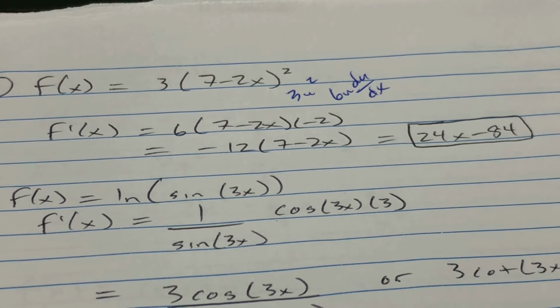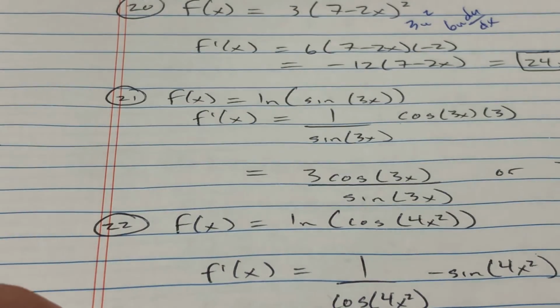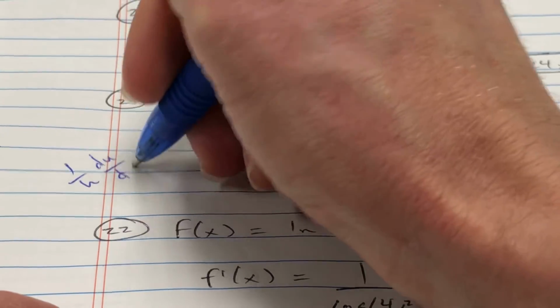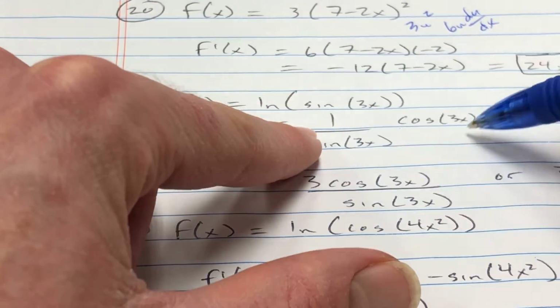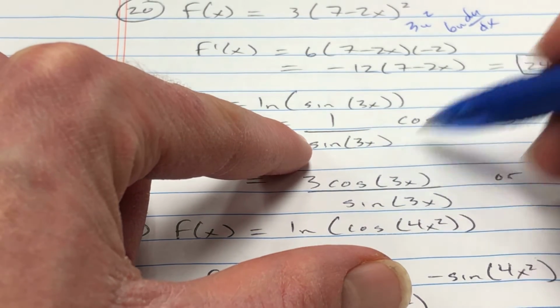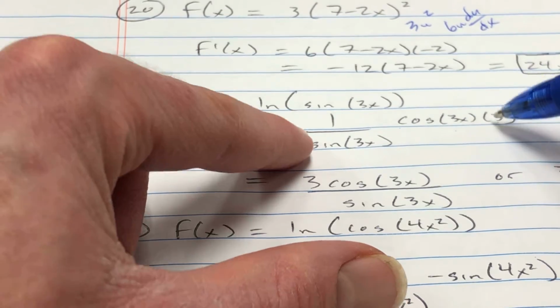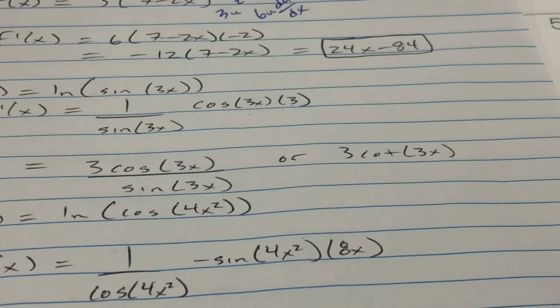21 and 22 are very similar. Again, derivative of any natural log u would be 1 over u du dx. It's that simple. That's my u. So it's 1 over u, the derivative of this u, which is sine 3x, would be cosine 3x. Then I got to take the derivative of 3x, which is 3. Okay, that's how I can rewrite it. Either of those answers is fine.